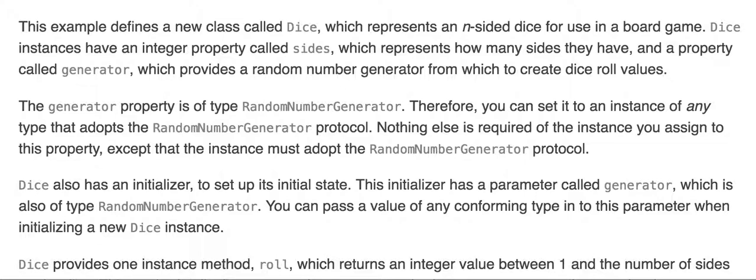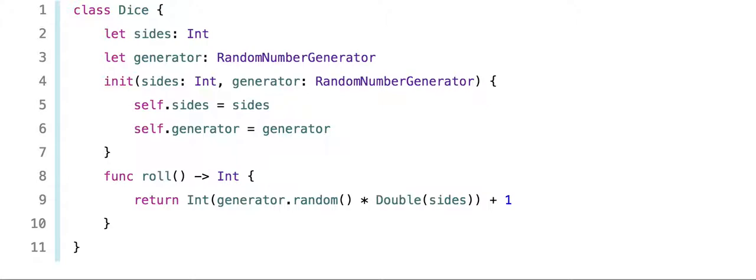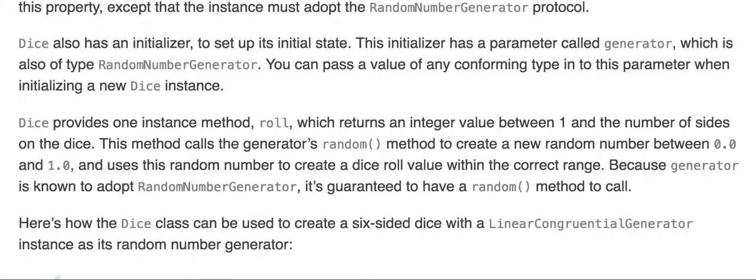Nothing else is required of the instance you assign to this property except that the instance must adopt the RandomNumberGenerator protocol. Dice also has an initializer to set up its initial state, and the initializer has a parameter called generator, which is also of type RandomNumberGenerator. You can pass a value of any conforming type into this parameter when initializing a new Dice instance. Dice provides one instance method, roll, which returns the integer value between 1 and the number of sides of the dice. This method calls the random generator method to create a new random number between 0 and 1 and uses this number to create a dice roll within the correct range.